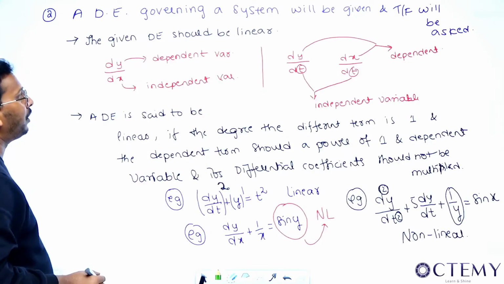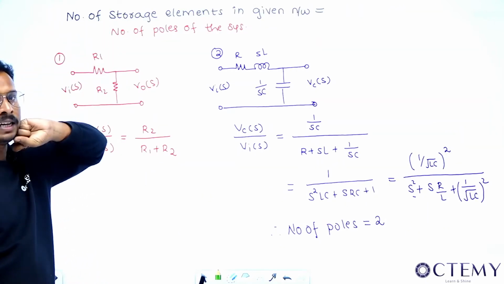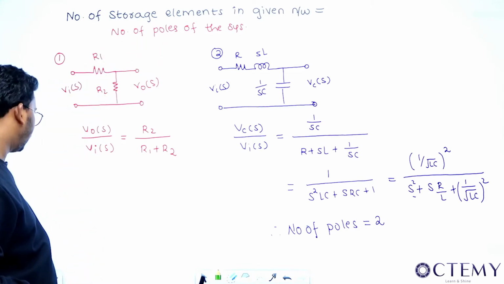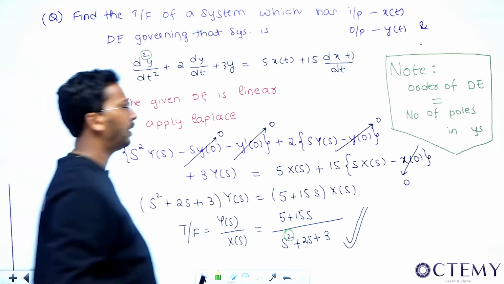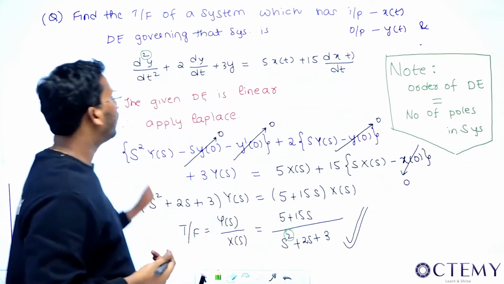What was the same point from here, sir? The same point from here is that the number of storage elements in the given network constitutes the number of poles of the system. Here the point is that the order of the differential equation is the same as the number of poles in the given system. Right? Very good, sir. Next.